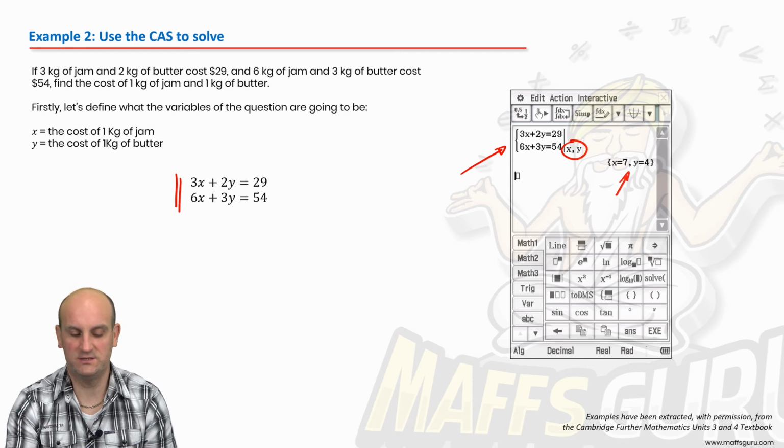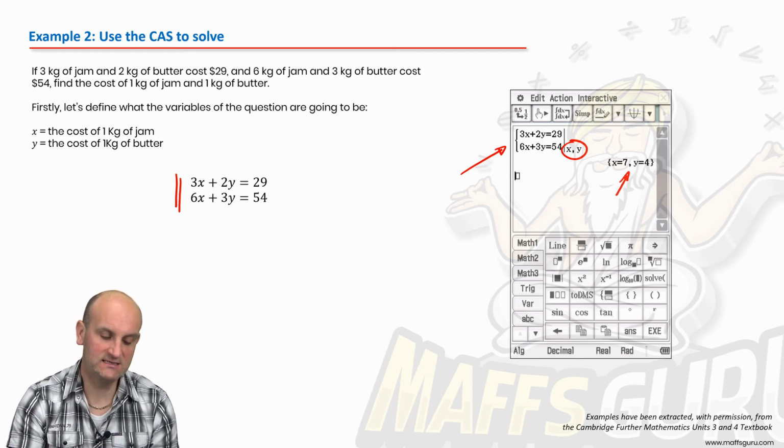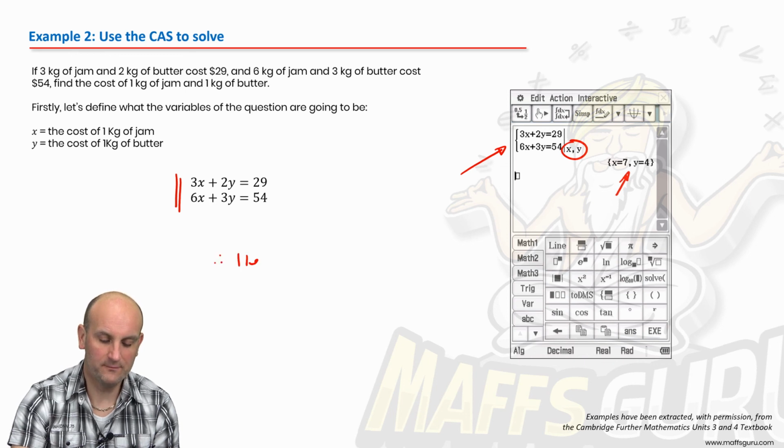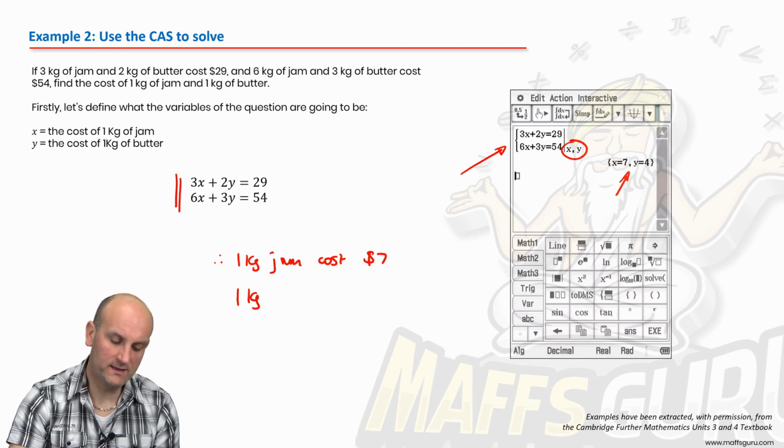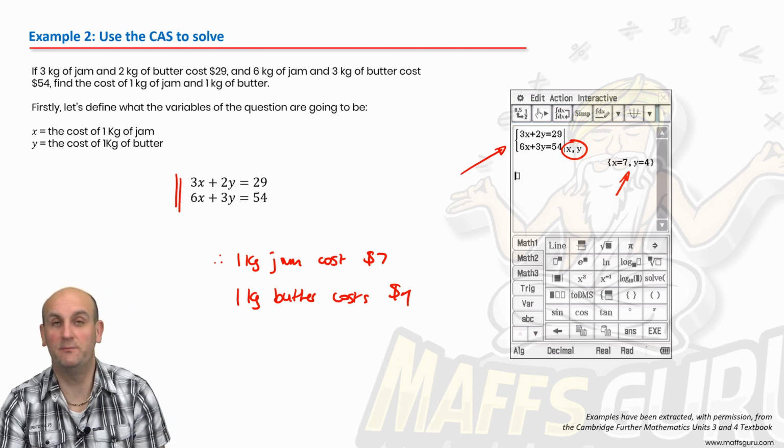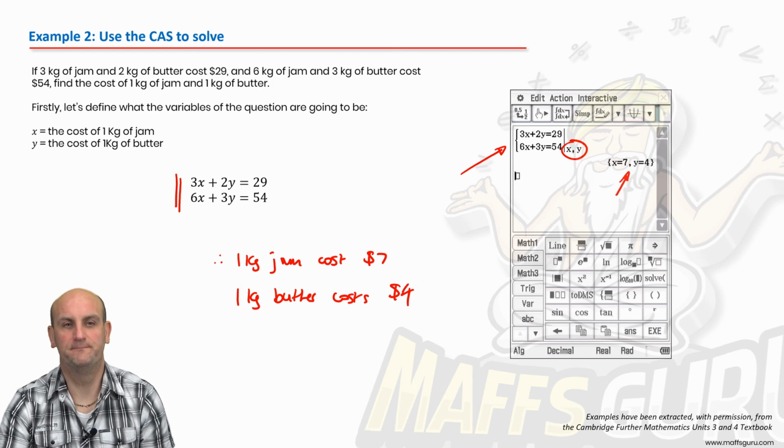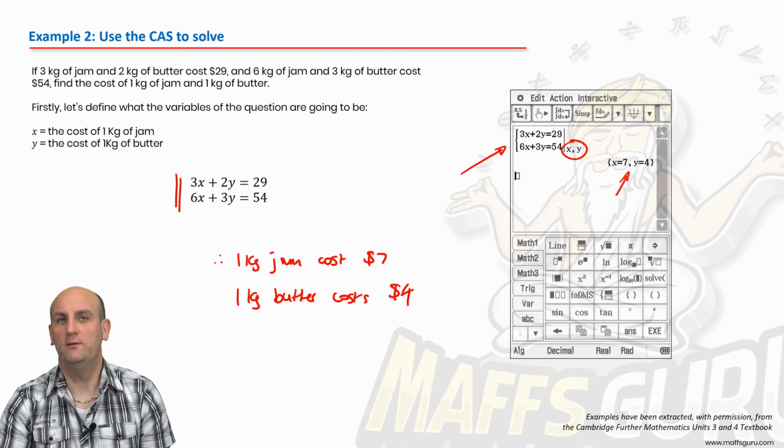What does that actually mean? Well, we then have to interpret the data. So that means X is the cost of 1 kilogram of jam. So therefore, 1 kilogram of jam costs $7, and 1 kilogram of butter costs $4. Et voila. Now, sorry guys, I don't really know what's going on my screen at the moment. I think it's overheating, which isn't particularly good, but we've got the general idea. And there we go, there's my answer.